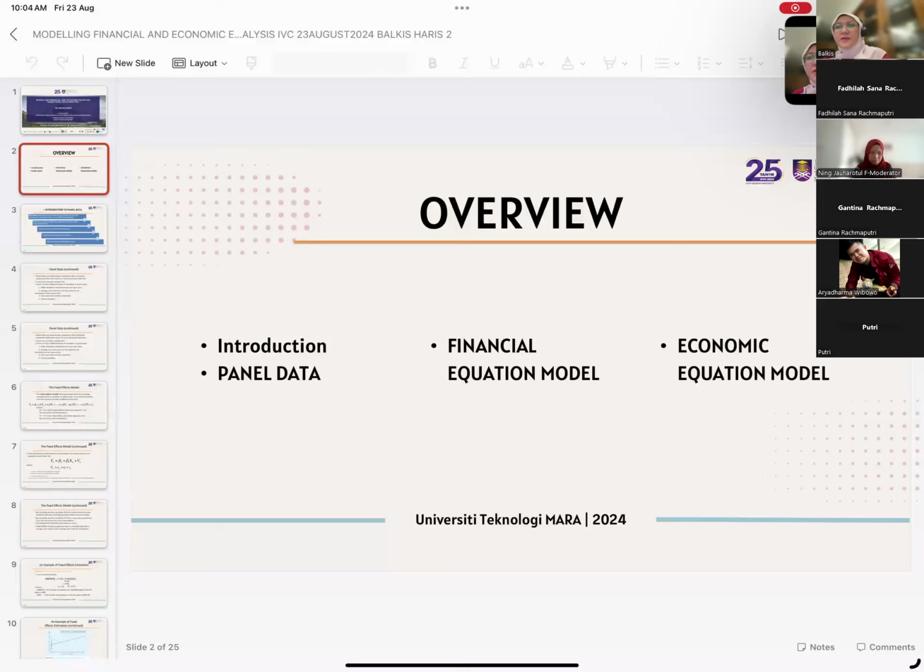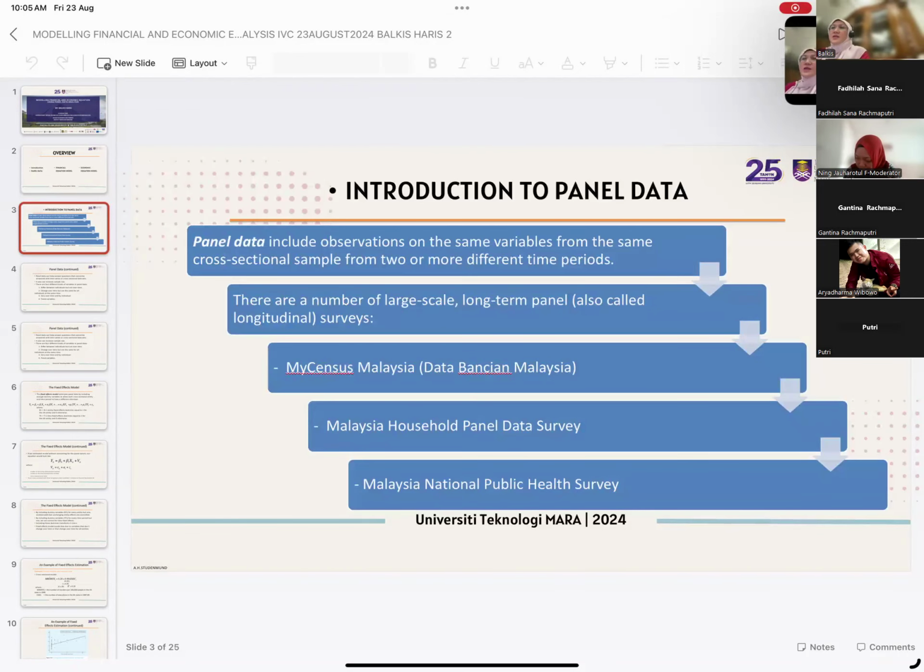For these 2 hours, I'm going to talk about what is panel data, and the second one, how we are going to use the panel data in finance and also in economic. Panel data include observations on the same variables from the same cross-sectional sample from 2 or more different time periods. Panel data is also known as longitudinal data.